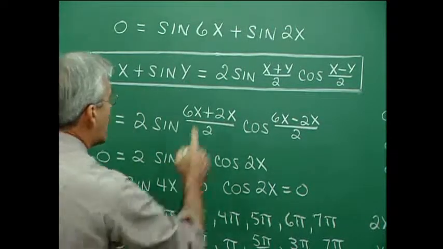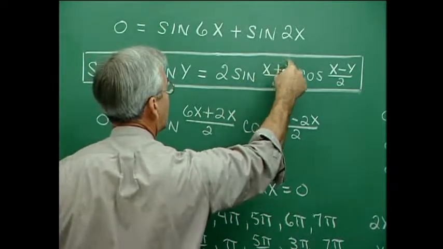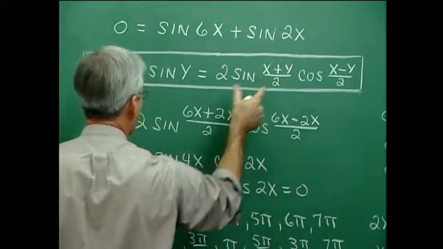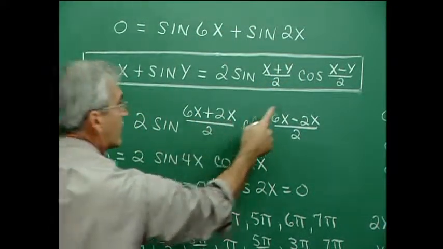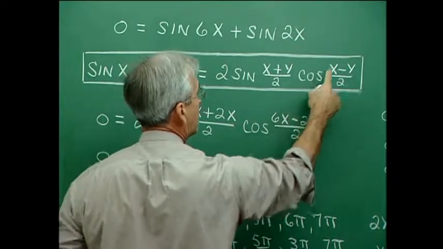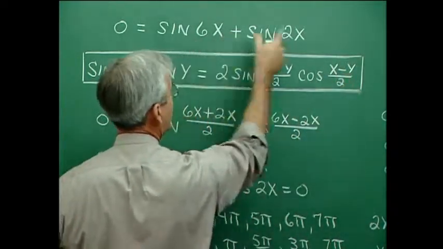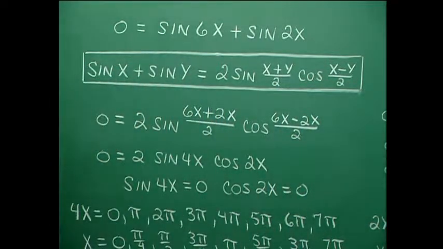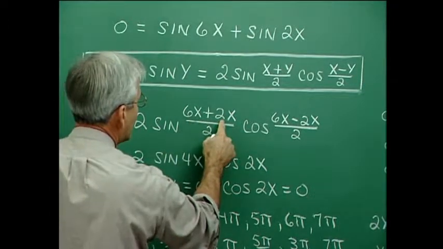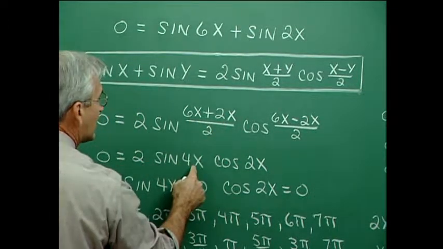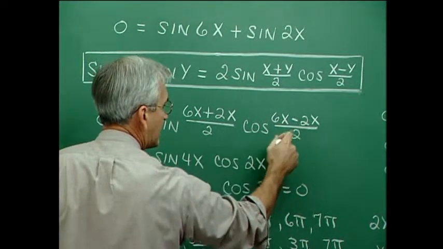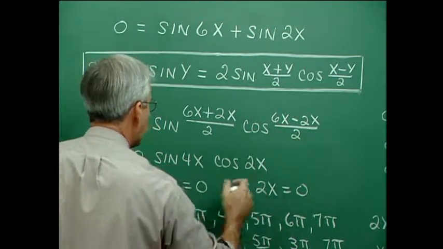So it's 2 times sine of the sum of the two angles in the numerator. Well, it's 6x plus 2x over 2. That's why I have this here. And then for cosine, it's cosine of the difference of the two angles. Well, that's 6x minus 2x over 2. And now it's just a matter of simplifying a bit. 6x and 2x, that's 8x over 2 is 4x. And now 6x minus 2x, that's 4x over 2 is 2x.